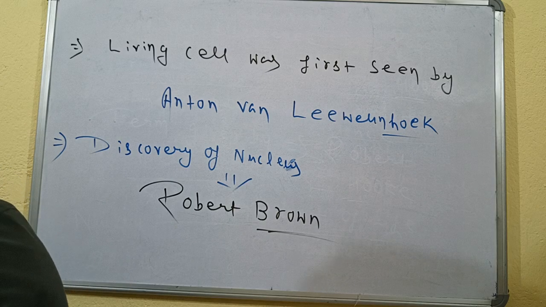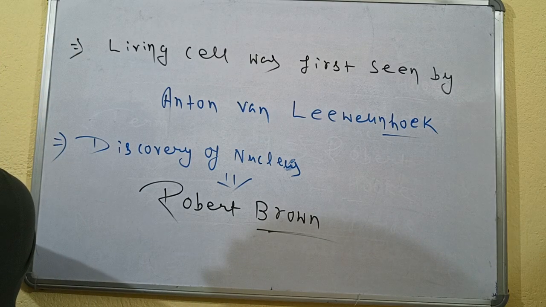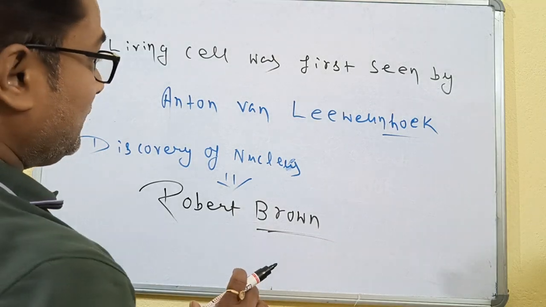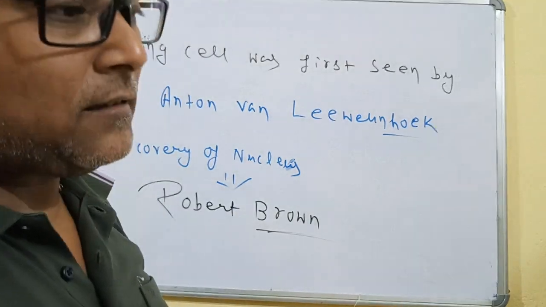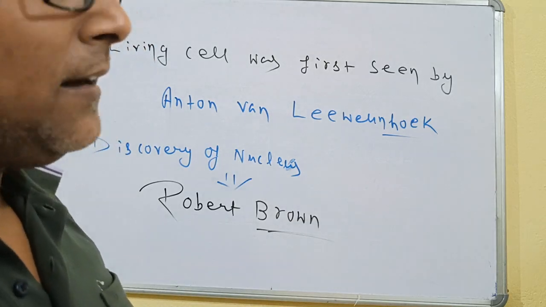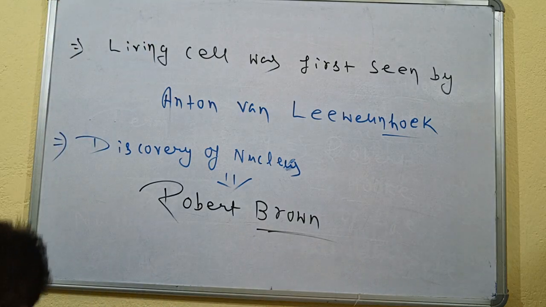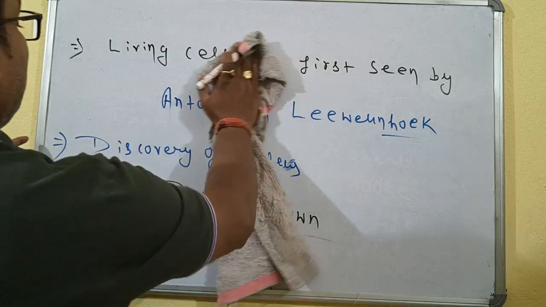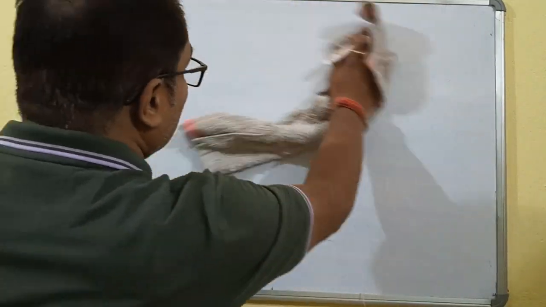Now, one more thing. Robert Hooke discovered the cell, worked on a dead cell and observed the outer membrane, so how is it possible? It is possible by the microscope.